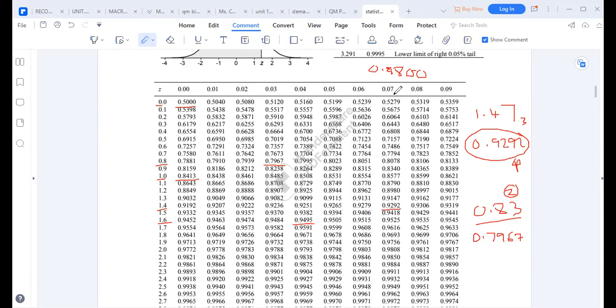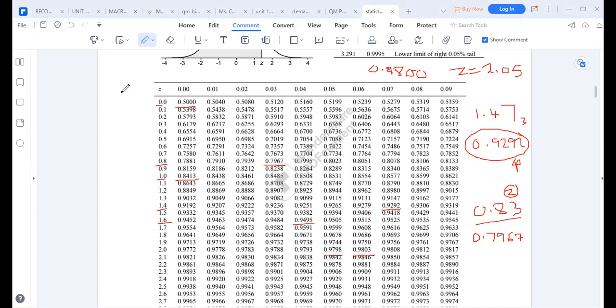2.06 or 2.05, which one is closest? 5 is closer. Yes, 2.05. When you go inside there, 9800, so 2.0. The two numbers that you are going to debate on, this one and that one. This one is more by 3, this one is less by what? By 2. So our Z here is 2.05. Okay.